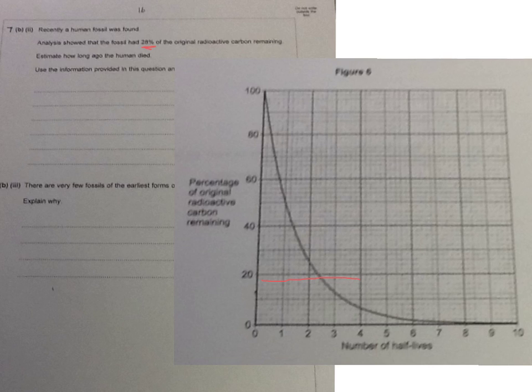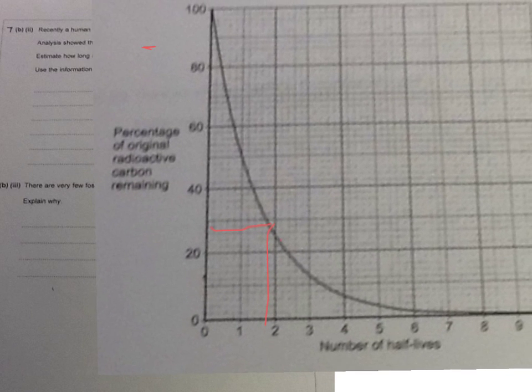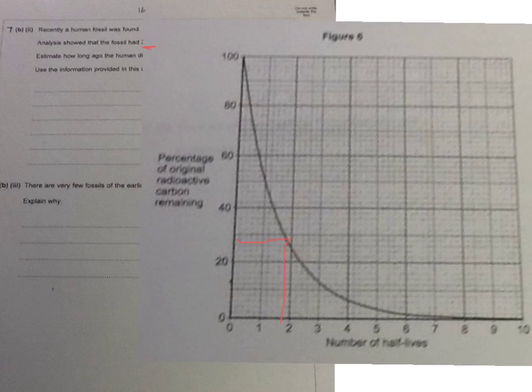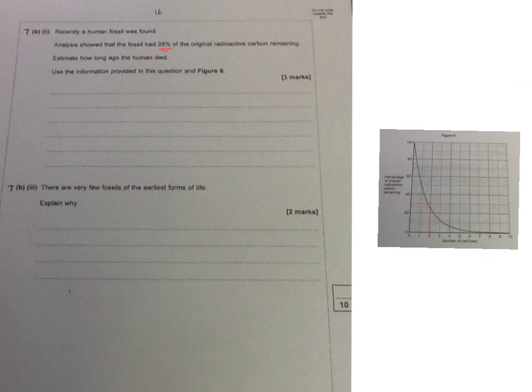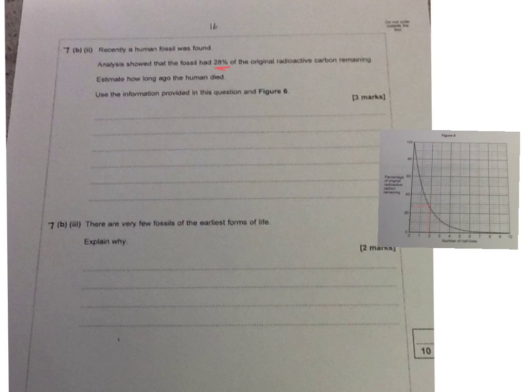Oh, sorry, not that one. I'm drawing the wrong one. That's not 28%. This is 28%. So about there. And then where that meets, draw down. So you can see, it's not very accurate on here, but you can see that that is roughly about 1.8 half-lives. Okay, so we know straight away that the fossil is 1.8 half-lives. So we'll put that down, so it's 1.8.